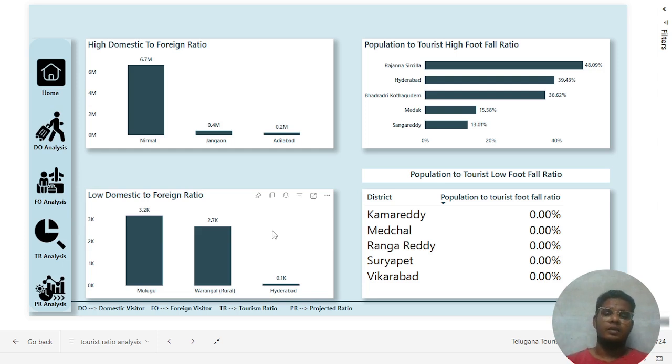And then let me get into the projected analysis, which means the prediction analysis, let's say. We will discuss those things in the projected analysis.